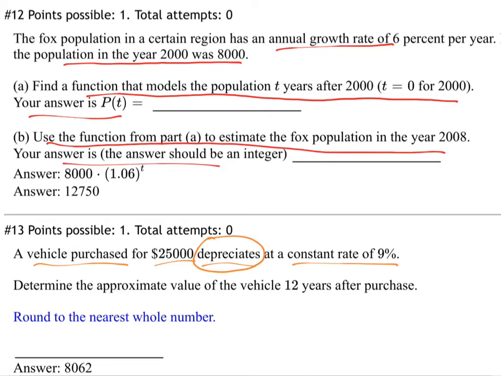They lose their value really quick. They depreciate. They go down in value. Unlike a house, a house goes up in value over time, but cars drop in value. Anyway, so constant rate of 9%. So determine the approximate value of the vehicle 12 years after purchase.